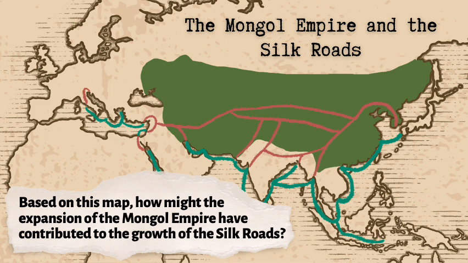So this map shows the Mongol Empire in 1294 in green. The overland Silk Roads routes are in red, and some of the Silk Roads sea routes are in blue. So I have a question. Based on this map, how might the expansion of the Mongol Empire have contributed to the growth of the Silk Roads? I want you to pause this video and think about that for a minute.